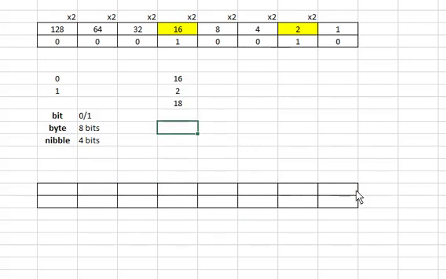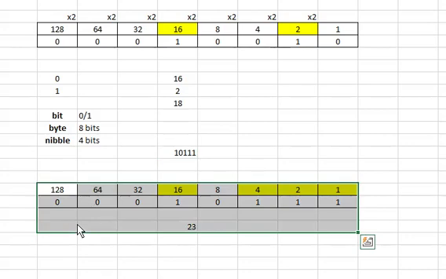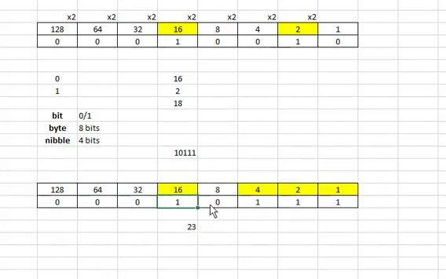So the first one is 0, 1, 0, 1, 1, 1, 1, 1. Quite simply, you add up those numbers there, and you get the answer of 26. 16 plus 8 is 24, plus 2 is 26. So that's the first one done.